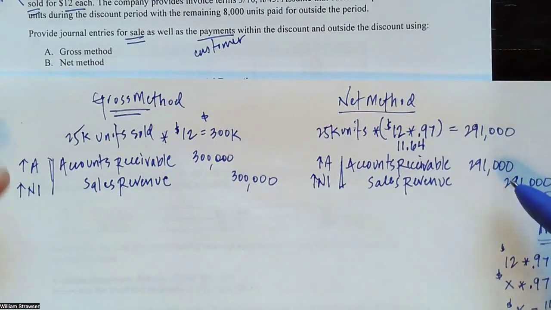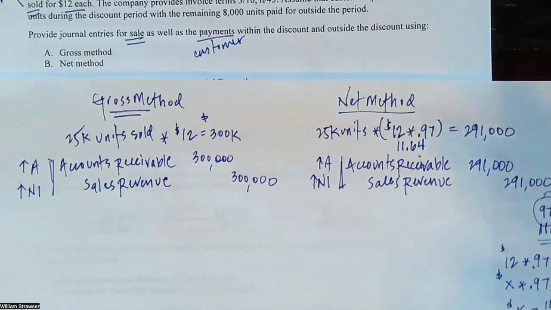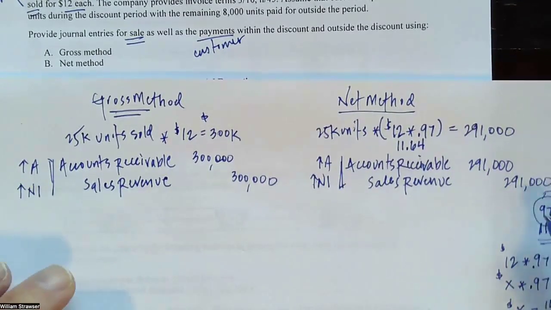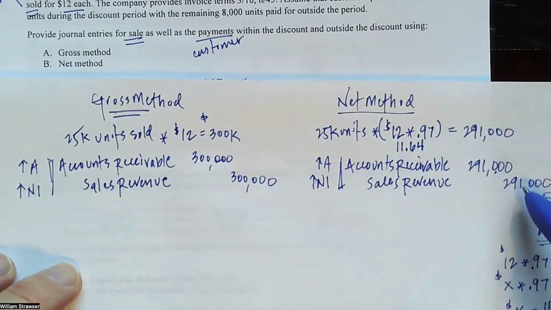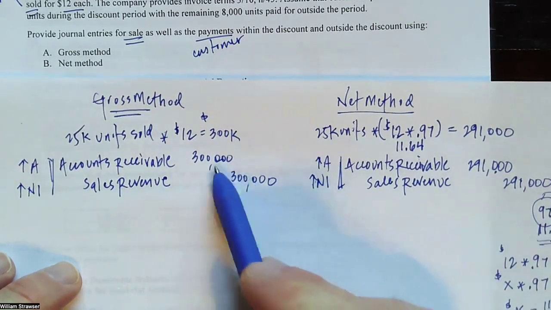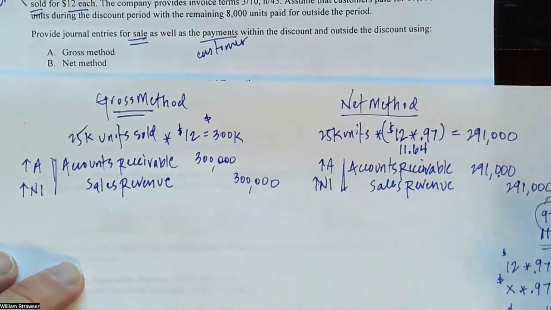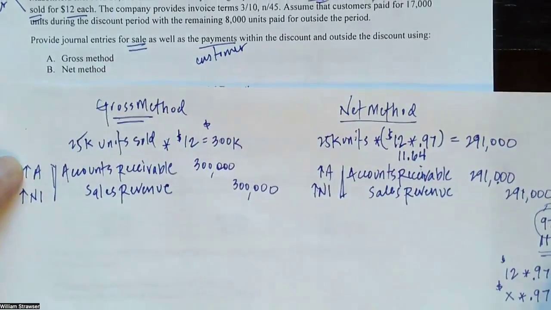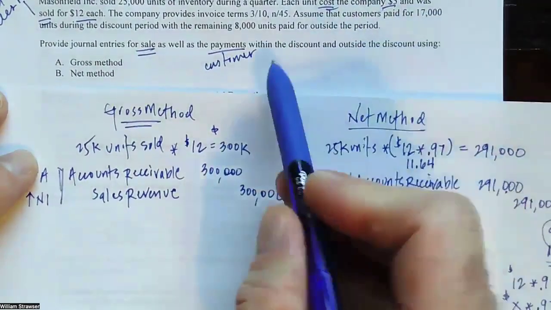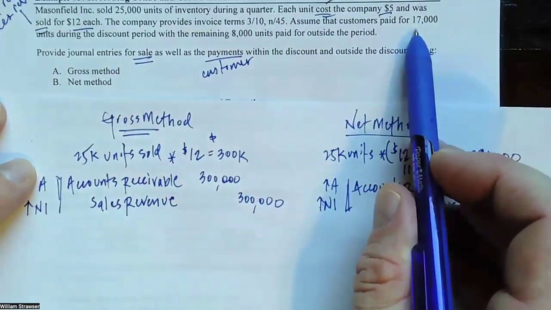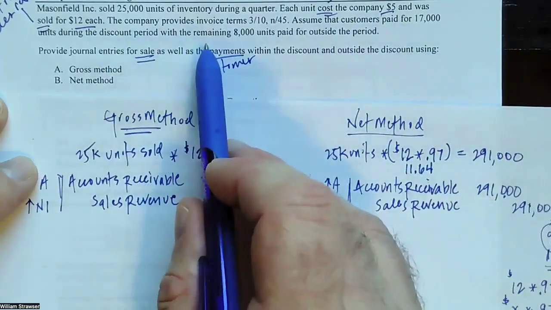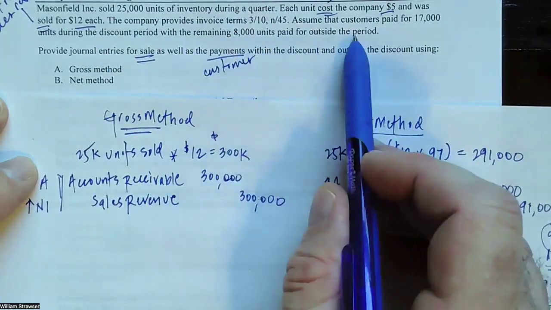So notice again, we have different amounts recorded. And the difference in the amounts, just to refresh, is due to us taking the discount out when we record our accounts receivable and our sales revenue. Here we don't, under the gross method. So I'm going to follow the gross method the rest of the way through. It said that they paid for 17,000 of these units during the discount and 8,000 outside the period.